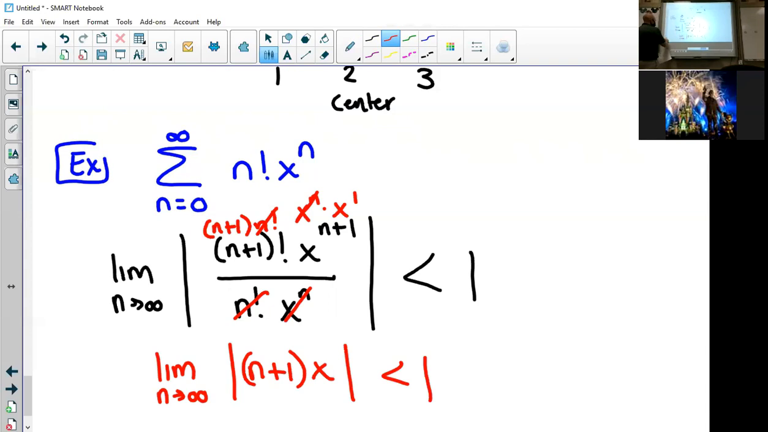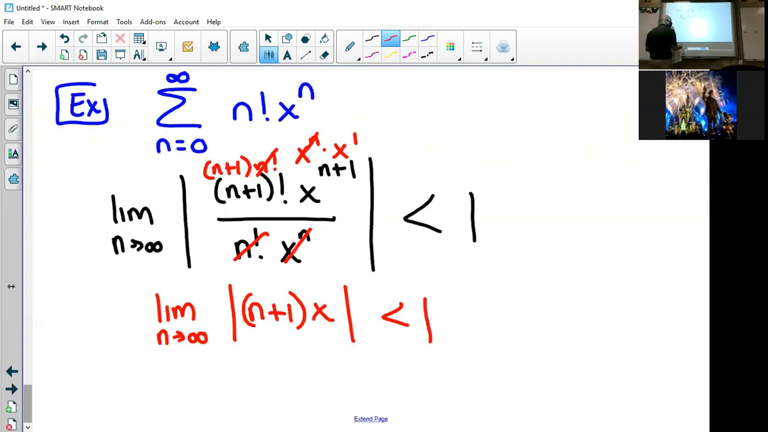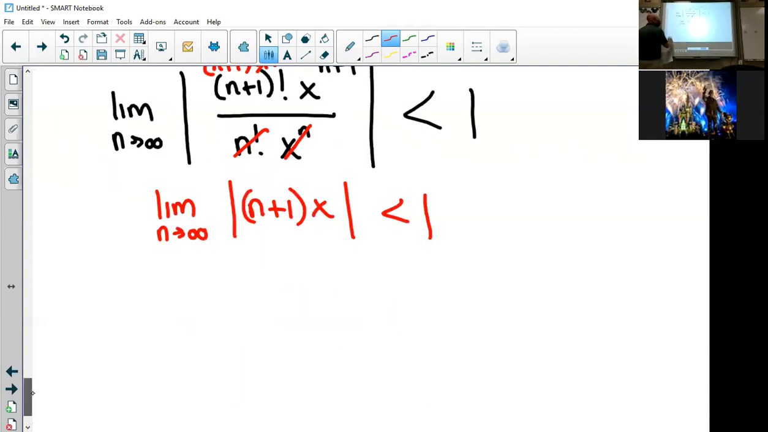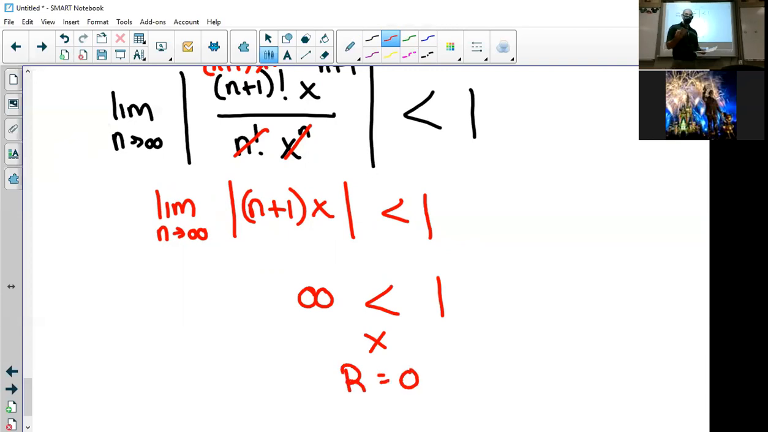Well, the problem that we run into here is, what's that limit going to be? Well, we put infinity in there for n, we end up getting infinity, right? Last time I checked, infinity is not less than 1. This doesn't work. So when this happens, this is where your radius is actually 0. This is the first of those 3 possible cases, where it only converges at the center.